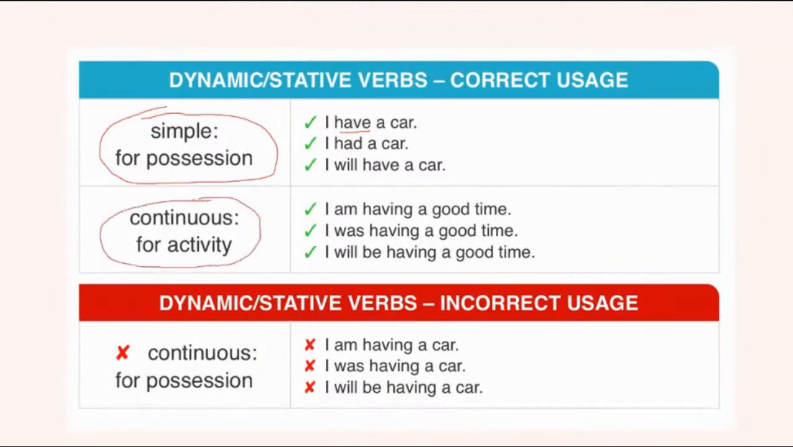In the continuous form, we can use the continuous form to describe an activity like having a good time. This is kind of a phrasal verb, have a good time. That is always together. It's a phrasal verb. So we can say, I am having a good time. I was having a good time. I will be having a good time. But we cannot use the continuous form for possession, have, right? I have a car. We do not say, I am having a car, right? It's just I have or I don't have.